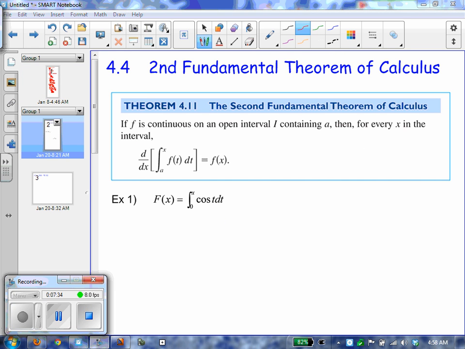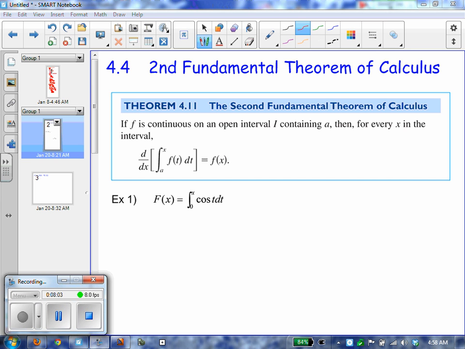All right, this will take us all of like 5 minutes. The second fundamental theorem of calculus is actually pretty easy. Basically, all it's saying here is that if you take the derivative of an integral, you get the function. So the derivative and an integral cancel each other out, much the same way as addition cancels out subtraction, multiplication cancels out division, inverse sine cancels out sine. So you're really not doing anything different here.